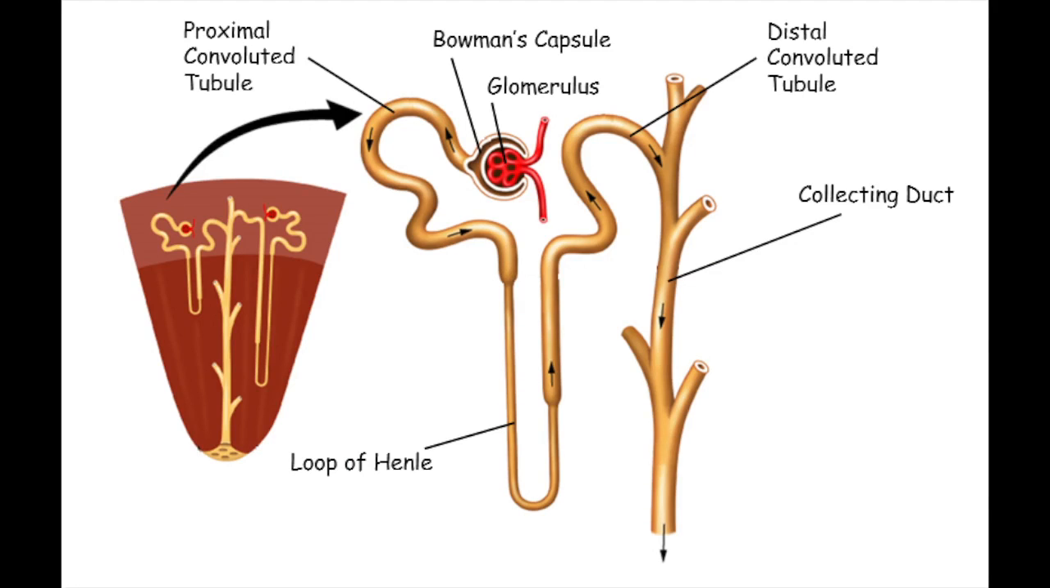The next portion is the proximal convoluted tubule, one of the most important parts of the nephron. It is responsible for reabsorbing essential nutrients, ions, molecules, and the majority of sodium and water from the ultrafiltrate. It also secretes ammonia as a buffer against acidic pHs of the ultrafiltrate.